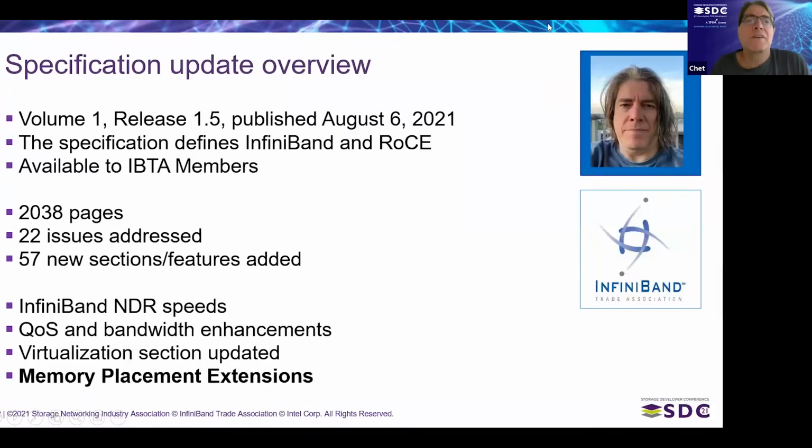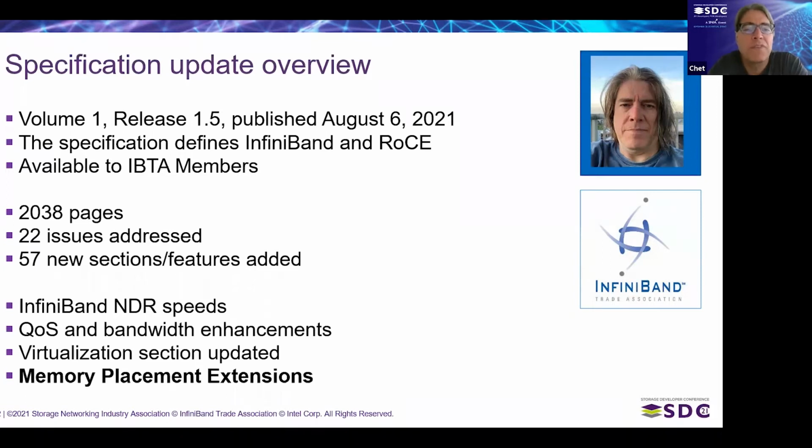What I'm going to talk about is the update to the Infiniband and RoCE specification, and this is volume 1, release 1.5, and it was published on August 6th of this year. It's a fairly large document at 2,000 pages. About 22 different issues were addressed, and there are 57 new sections or features that have been added.